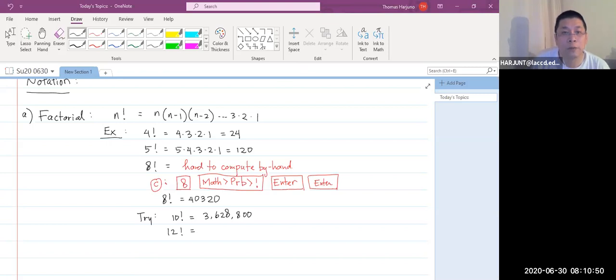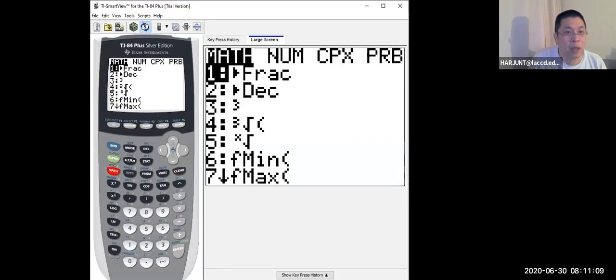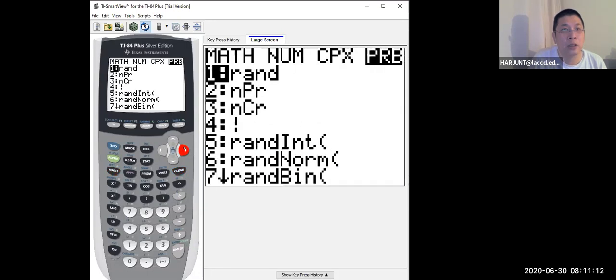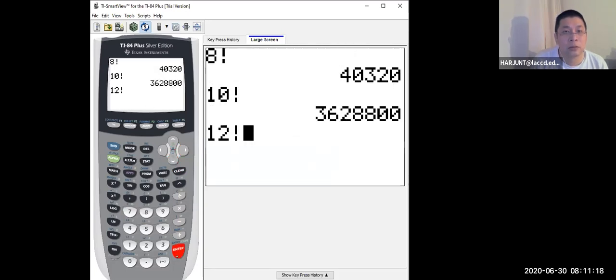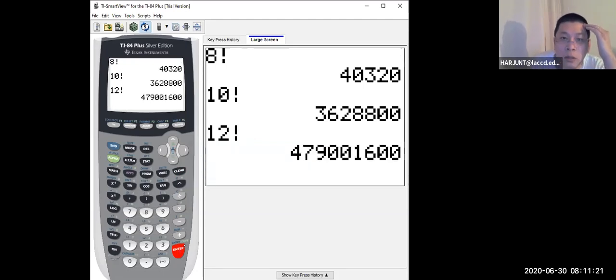And then 12 factorial will be, let me show you how I use my calculator. 12 and then math, PRB, factorial. So it is 479 million, 1,600.